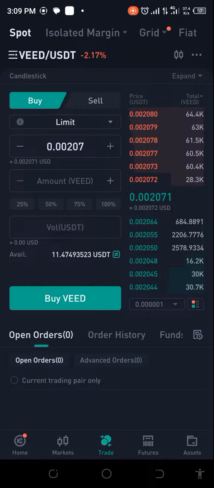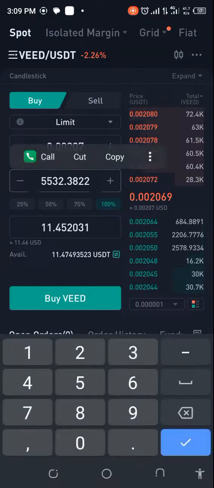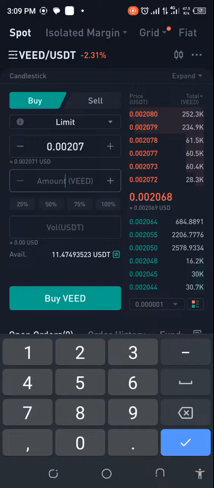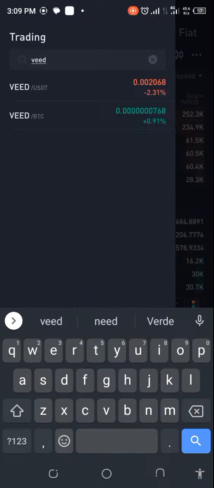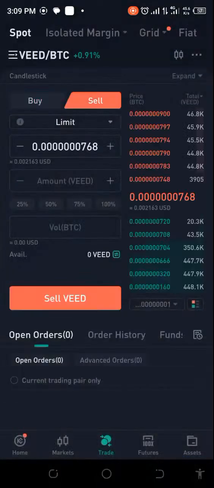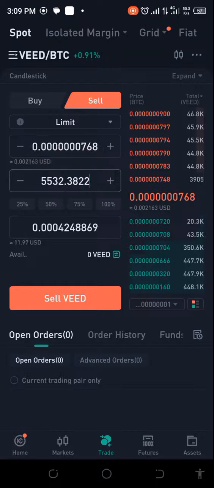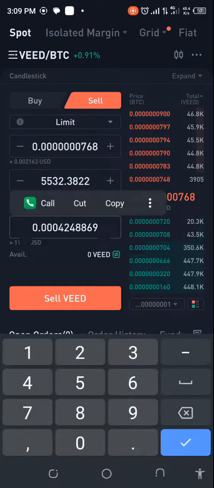Let's start by simulating. We have VEED/USDT. First and foremost, let's do a basic simulation. We'll put all the 100%. We're just going to use the little amount that's here, 11.47 USDT, and do the simulations first. We'll go to read BTC, and then we sell and try to see how much we can get. This is just a basic simulation, with no use of the order book or anything for now.